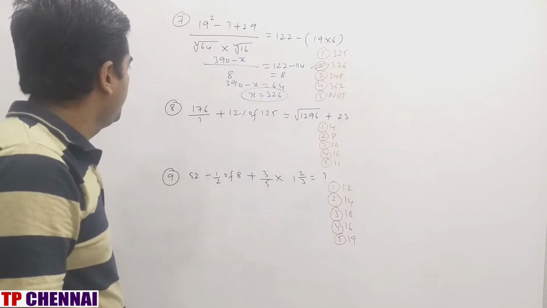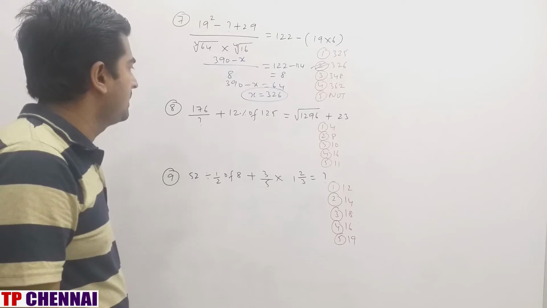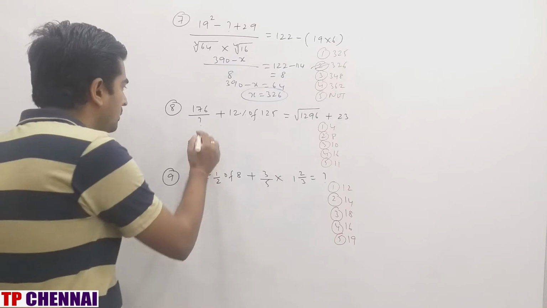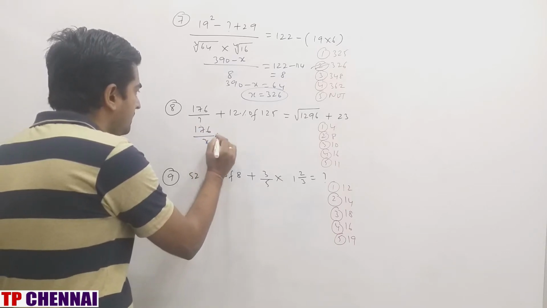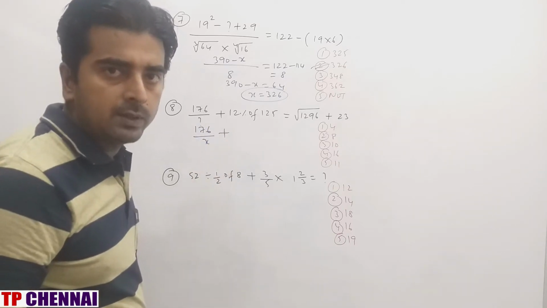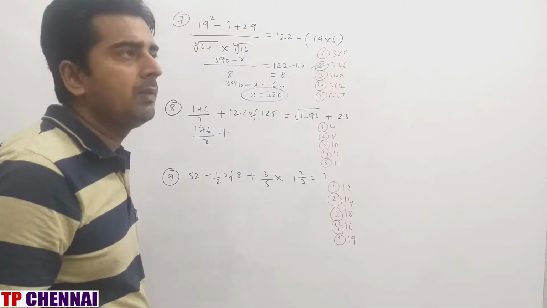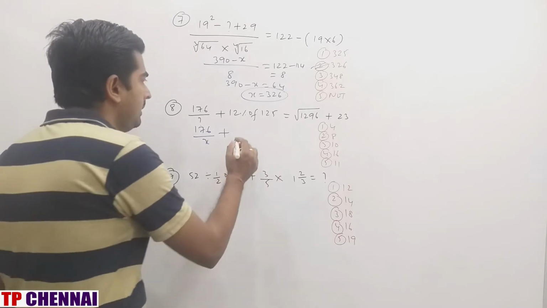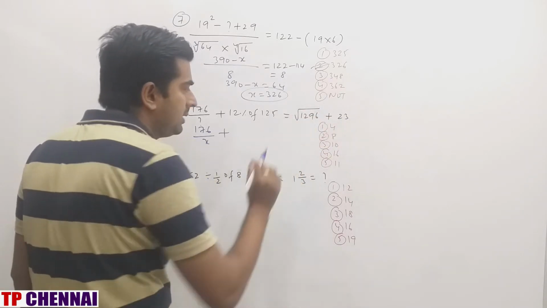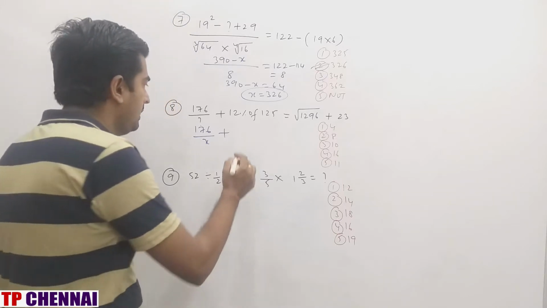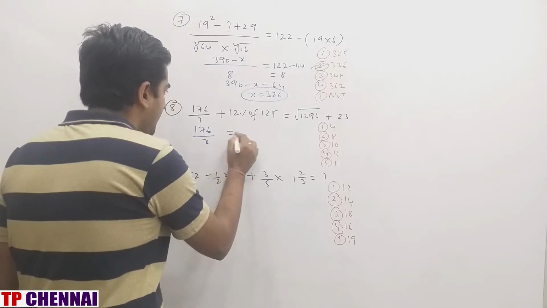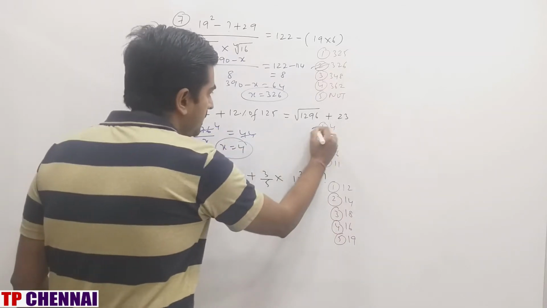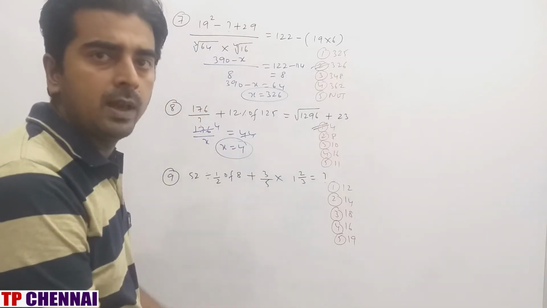Next one, 176 divided by question mark plus 12% of 125 is equal to square root of 1296 plus 23. So 176 by x plus 12% of 125, which is nothing but 125% of 12. 125% is nothing but 5 by 4. 5 by 4 into 12 is 15. And this is 36. 36 plus 23 is 59, minus 15 is 44. Directly, this is 4 times. So x is equal to 4. My answer is nothing but first option. So this is how orally we have to solve.